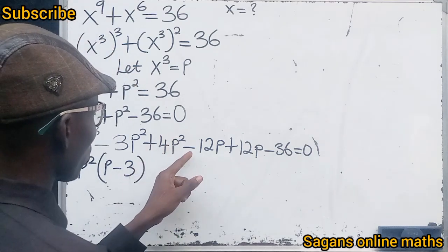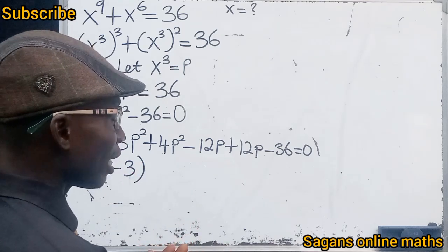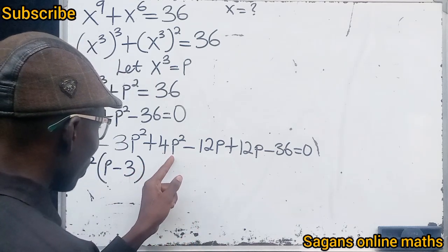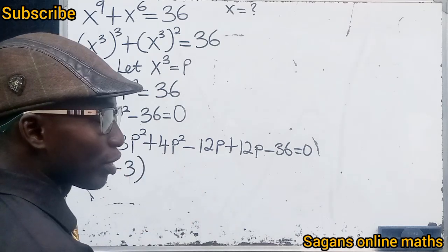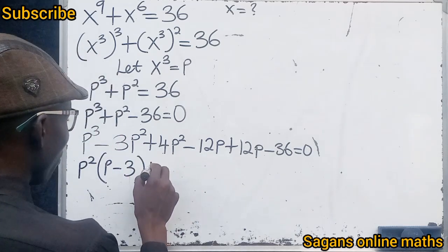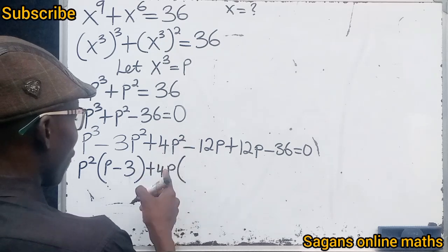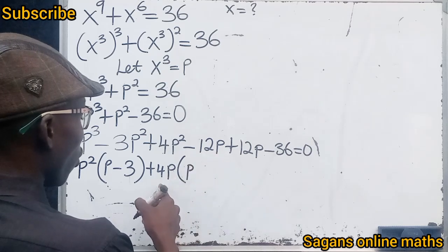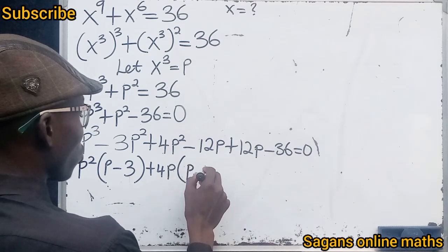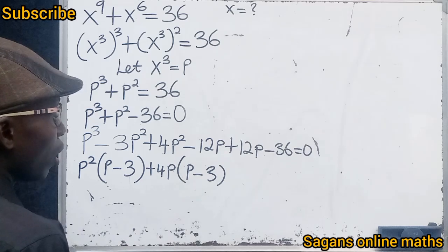4p raised to the power of 3 minus 12p, what is common? We can observe that what is common here is 4p. Why is 4p common? The reason is that 4p can also go into 12p without a remainder. So 4p is common: into 4p squared divided by 4p gives us p, minus 12p divided by 4p gives us minus 3. Because we cancel out p, we are left with 3. We are done with that.